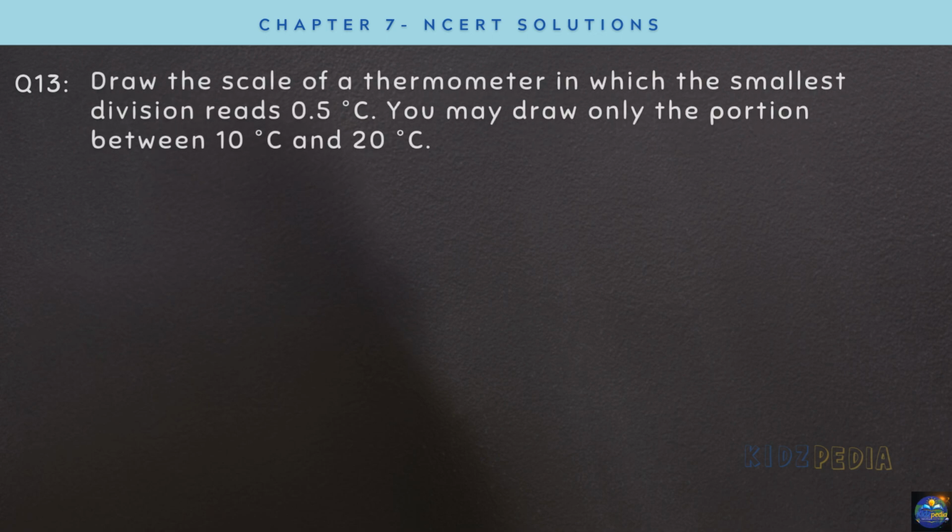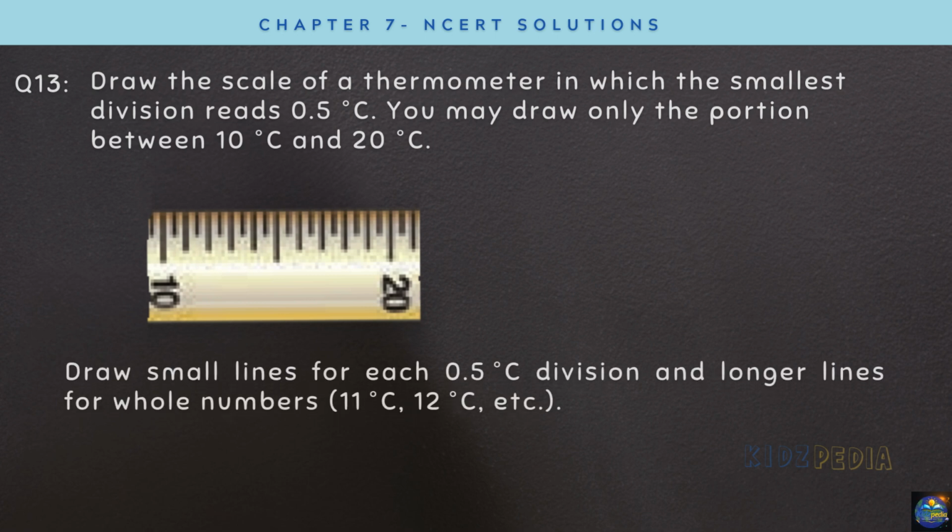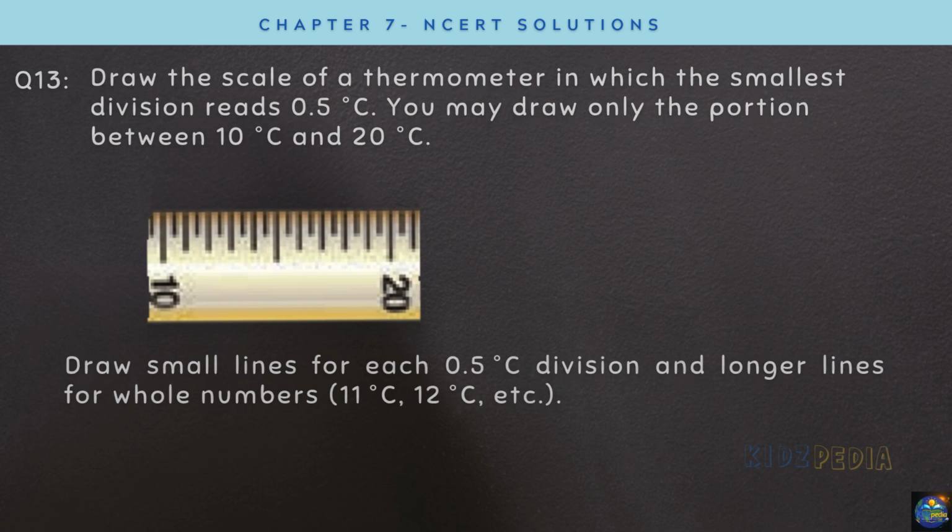Next question: draw the scale of a thermometer in which the smallest division reads 0.5 degrees Celsius. You may draw only the portion between 10 degrees Celsius and 20 degrees Celsius. So we need to draw only the portion between 10 and 20 degrees Celsius, and draw small lines for each 0.5 degree Celsius division and longer lines for whole numbers, that is 11 degree, 12 degree, 13 degree, etc.